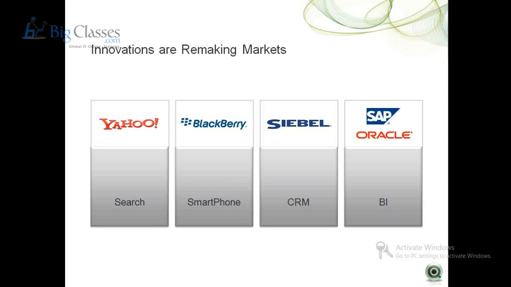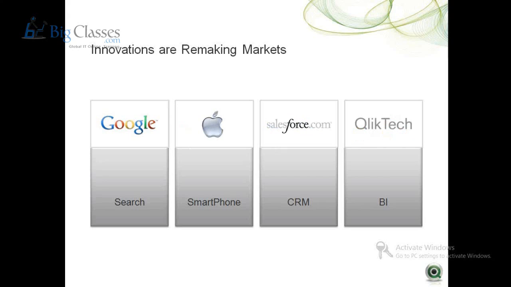But after 2010, or even 2008 we can say, the entire trend has changed. If it is a search engine, it's Google. If it's a smartphone, it's Apple. CRM, it's Salesforce.com. Whereas in business intelligence, it comes to Qliktech. So what do all these companies have in common? Simplicity is common here.